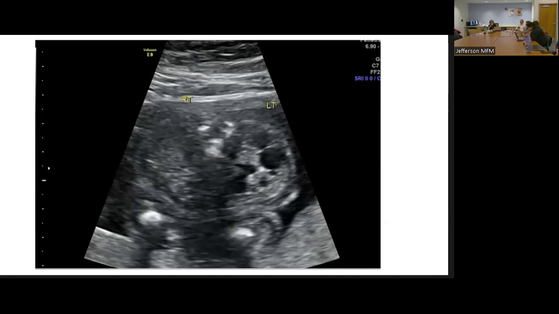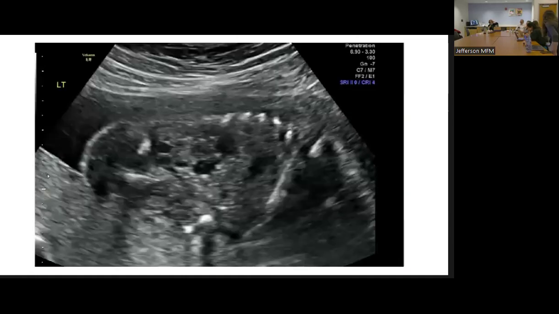Can you show us the multiple cysts so that everybody who's on can see? Is my pointer pointing in the right spot? Okay. This is a sagittal view of that left kidney. Again, you're seeing kidney and you're seeing multiple cysts.